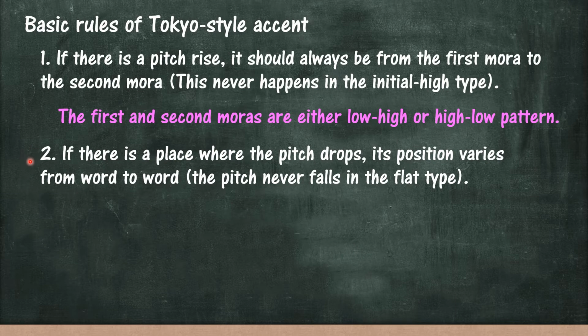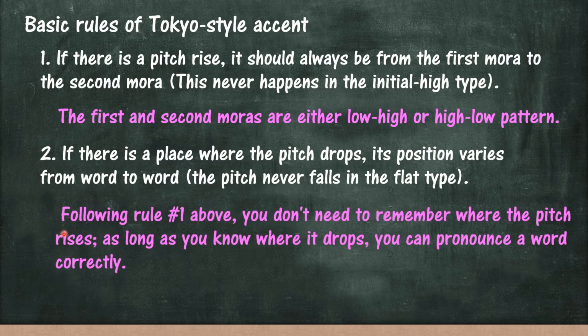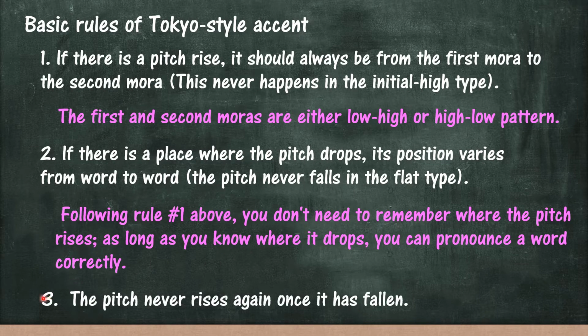Number two, if there is a place where the pitch drops, its position varies from word to word. The pitch never falls in the flat type. So we can say, following rule number one above, you don't need to remember where the pitch rises. As long as you know where it drops, you can pronounce a word correctly. Number 3, the pitch never rises again once it has fallen.